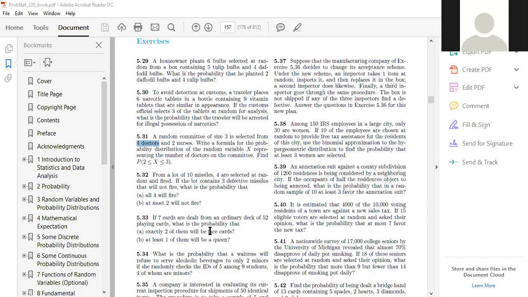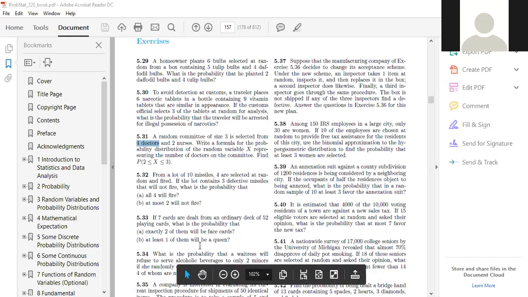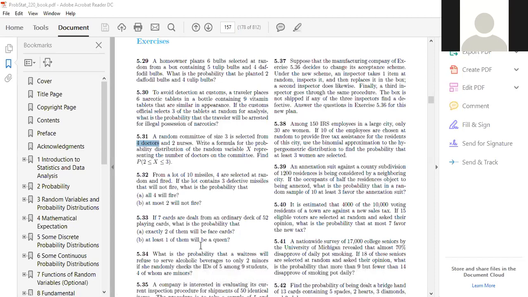Then after my second question, at least one of them will be a queen. At least one of them will be a queen, right? So we are first going to find the non-queen part, and then we'll subtract that one from the probability 1.